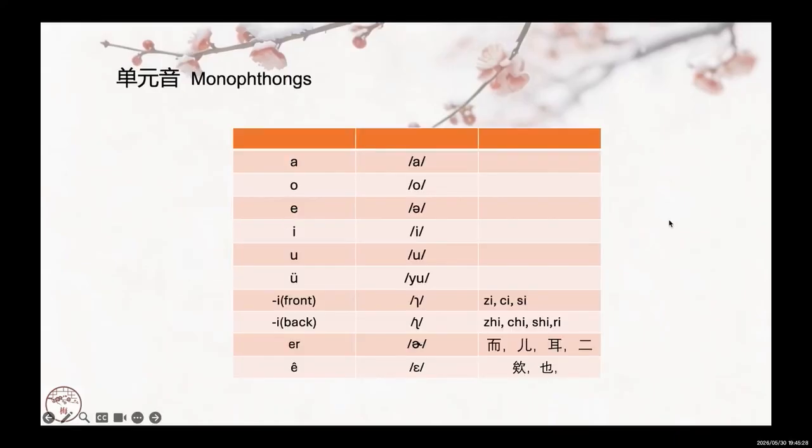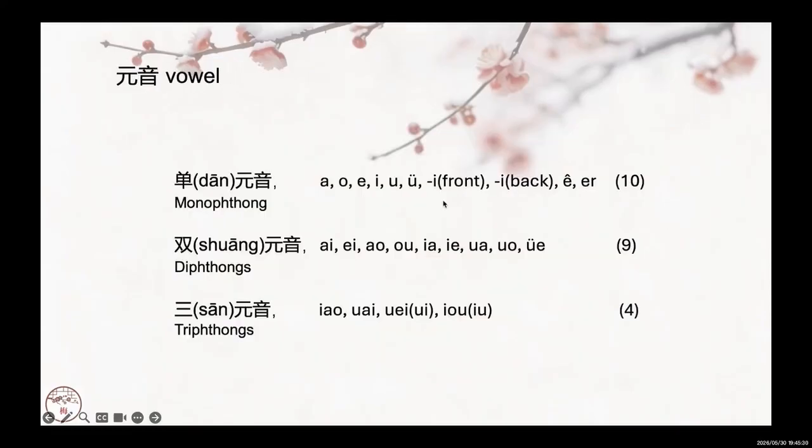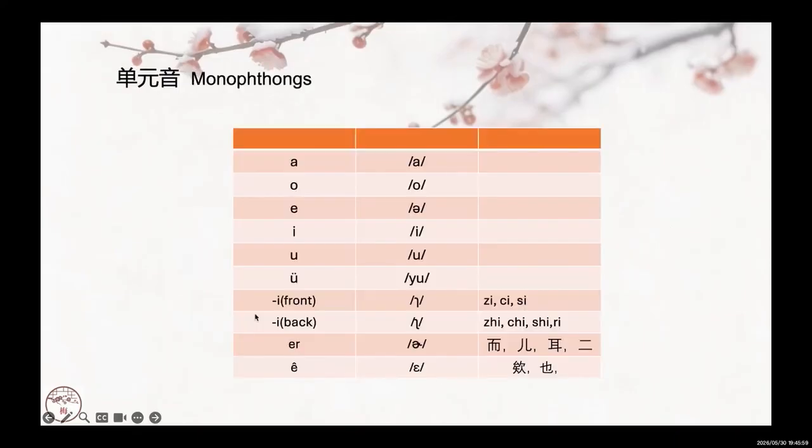For monophthongs, in Chinese, vowel is 元音, as we already know. For single vowel, it's 单元音. 单 means single. For diphthongs, it's 双元音. 双 means double. For triphthongs, 三元音. 三 is the number 3 in Chinese. So let's see how we pronounce each of these vowels.